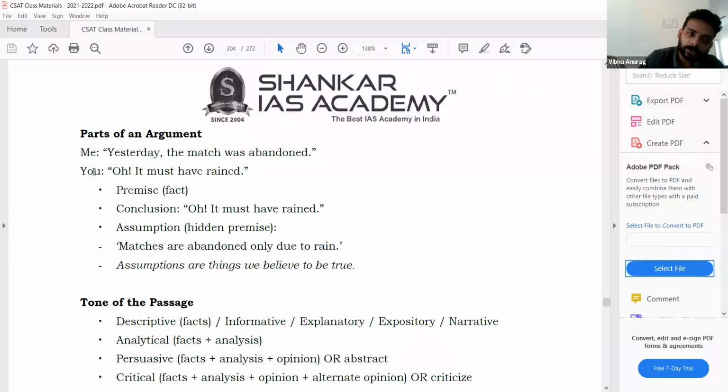Now we will understand assumptions using this example. Tell me if you are able to follow. I come and tell you, yesterday the match was abandoned. What is this? Is this a premise, a conclusion, or an assumption? It is a premise. Correct. It is a fact. You can read it in the news, see it on TV, or go to the stadium and verify it. It is something that has happened. It is a fact. You reply, oh, must have rained. Yes, premise and information you can say is the same.